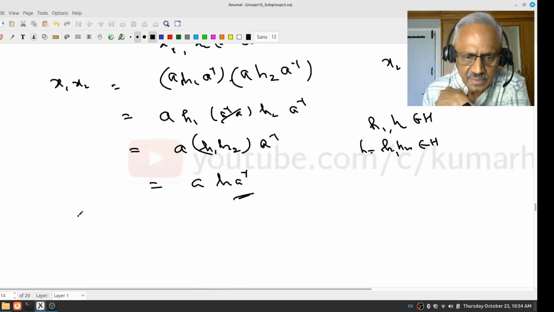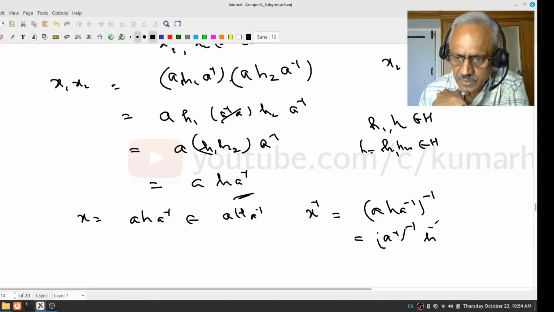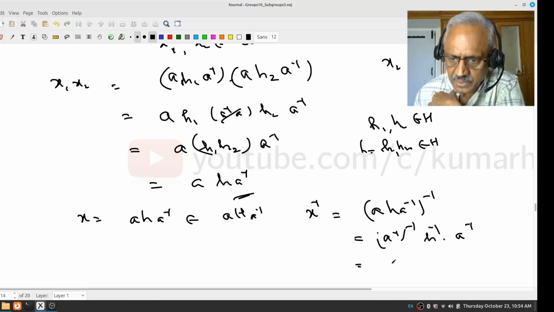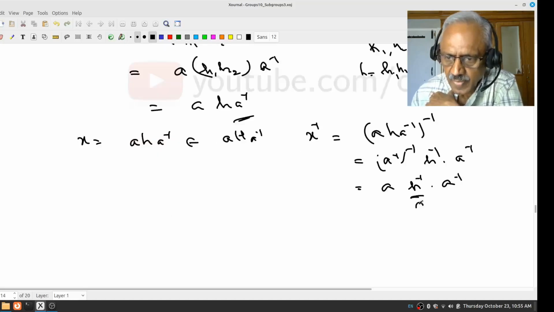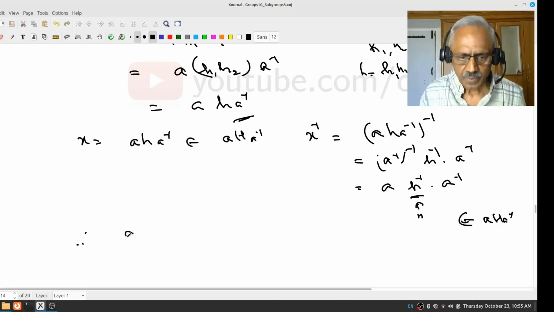The second thing, suppose x is a h a inverse. What is x inverse? That is (a h a inverse) inverse, which is a inverse inverse, h inverse, and a inverse. A inverse inverse is a, and h inverse is some element in H. Therefore, it is again of the form a h a inverse. Therefore, aHa inverse is a subgroup of G.